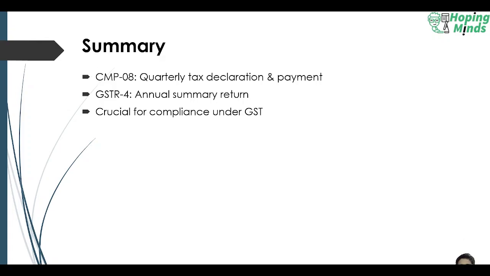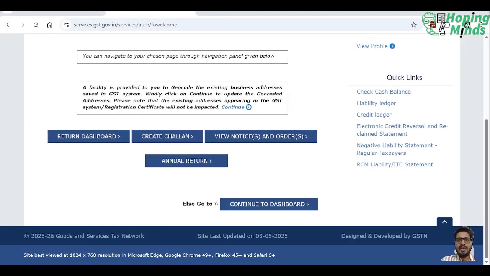So before we conclude with this topic, let us quickly see on the GST portal how CMP-08 and GSTR-4 are accessed and filed. So here we have logged into our account. This is a composition dealer's account and this is the home page. So again we have to go to the return dashboard.